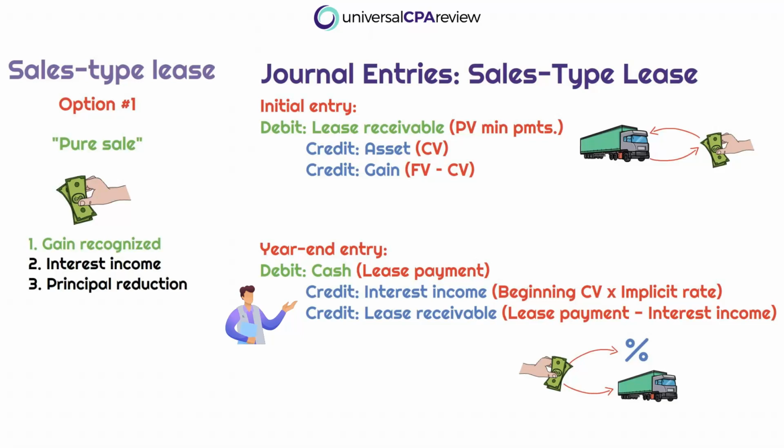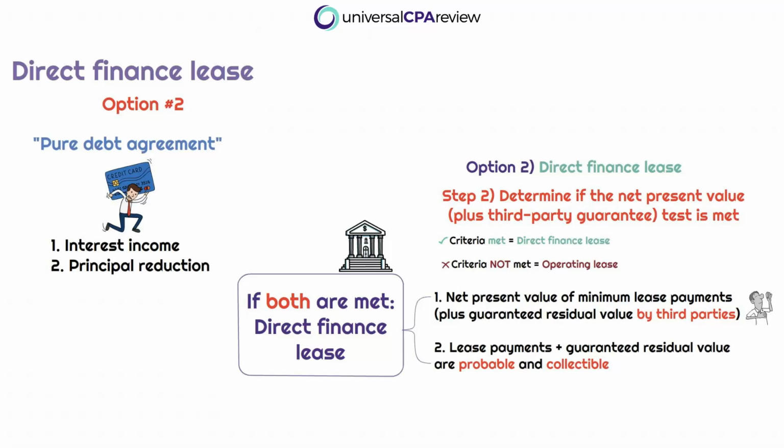Then when it comes time to pay the interest, they're going to have to record interest income and also the reversal of that lease receivable. This is another way of saying the reversal or the reduction of the principal amount that is owed. Now, if this was a direct finance lease, we're essentially saying that it doesn't meet one of the Bones criteria, but it does meet both of the direct finance lease criteria. And that is, one, that the present value of the minimum lease payments plus the guaranteed residual value, which is guaranteed by a third party, and the lease payments plus that guaranteed residual value are considered both probable and collectible.